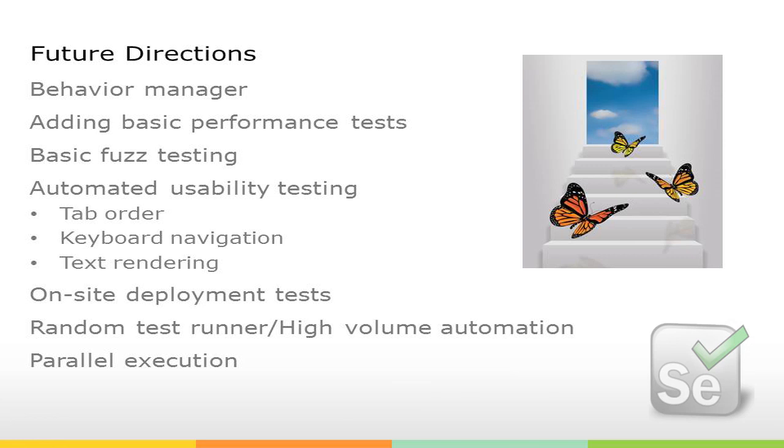Automated usability testing. Julian Hardy is here and had a paper in ACM Queue, I don't know when it actually showed up. I saw it just a couple months ago, about ways that he's done automated testing of tab order and making sure that text renders in the space that's provided for it, and keyboard navigation. And I was actually talking to him this morning, and apparently he's got even more stuff up now at bettersoftwaretesting.com. So we're going to pull in some of that.